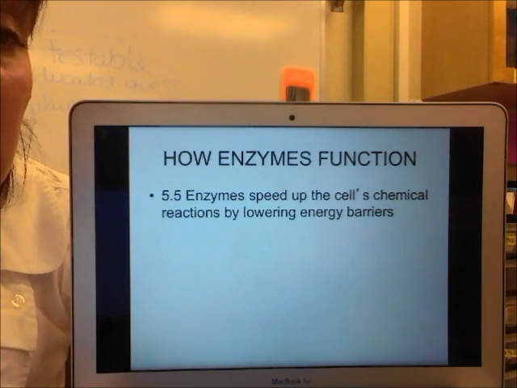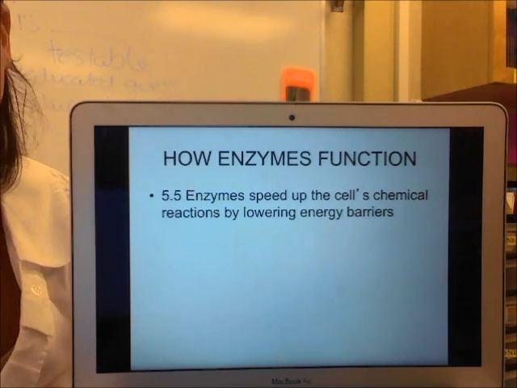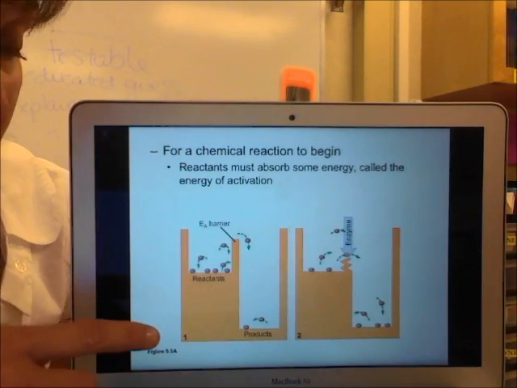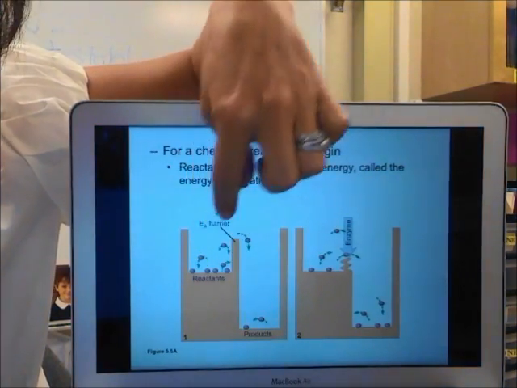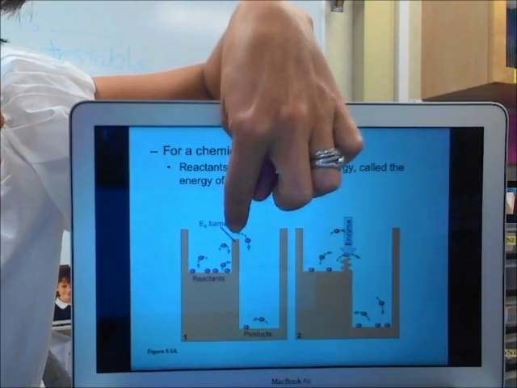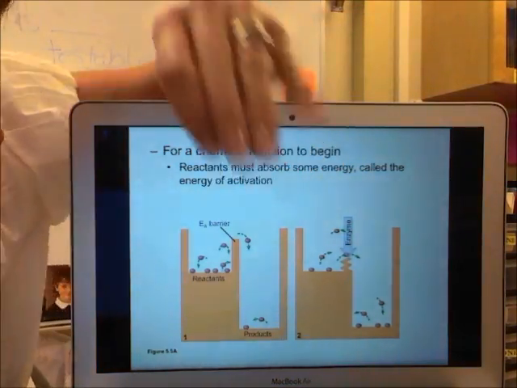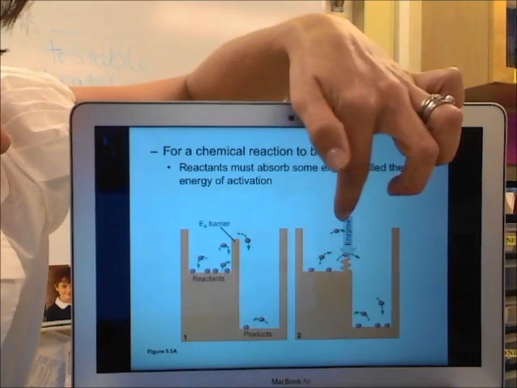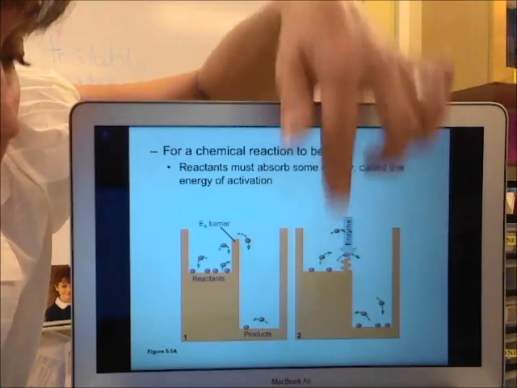Enzymes speed up a cell's chemical reaction by lowering the energy barrier, or the amount of energy needed for the actual reaction to occur. If we look at this diagram, you can see very clearly that here's your reactants, here's your product. So these guys are trying to jump over this. What is this that they're jumping over? This is an EA barrier. It is the energy barrier that acts like a giant wall that prevents the reaction from just naturally occurring. So the reactants have to climb over this energy barrier before they can reach their products. What an enzyme does is push down the wall, and it makes it easier for the reactants to become the products.